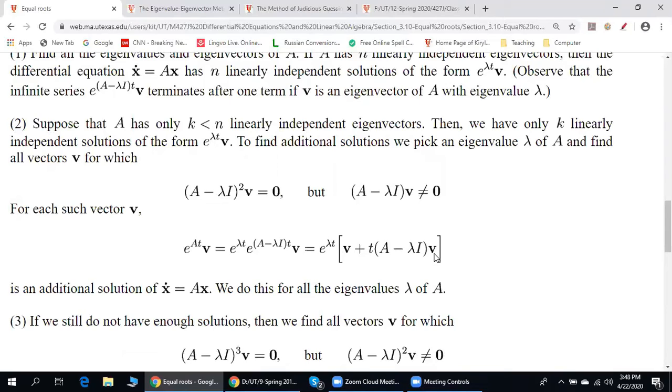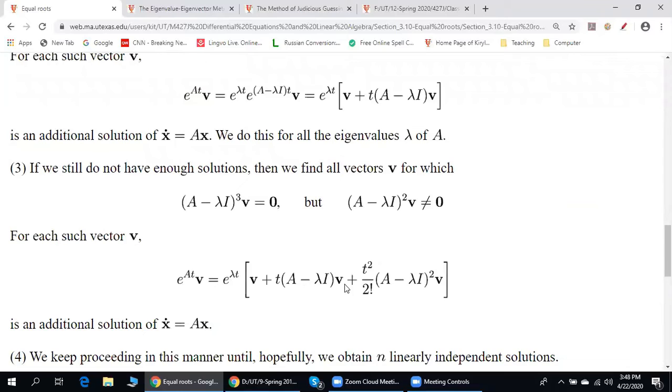Number one, the formula is complicated. Number two, v is no longer an eigenvector. It is a non-zero solution of this equation. Moreover, it should satisfy this property, which means it cannot be an eigenvector. Lastly, in this longer formula, if we need two additional particular solutions, v is a non-zero solution of this equation, provided (A minus lambda I) squared v is not equal to 0.